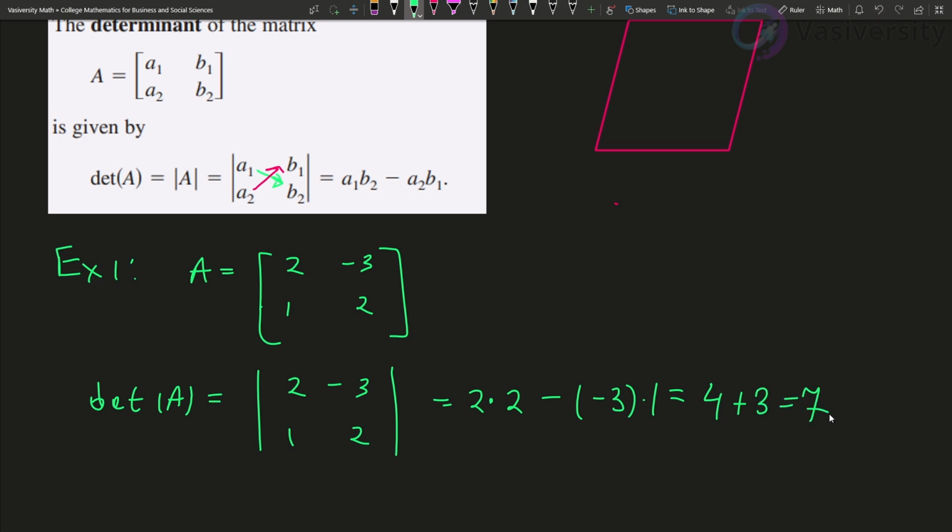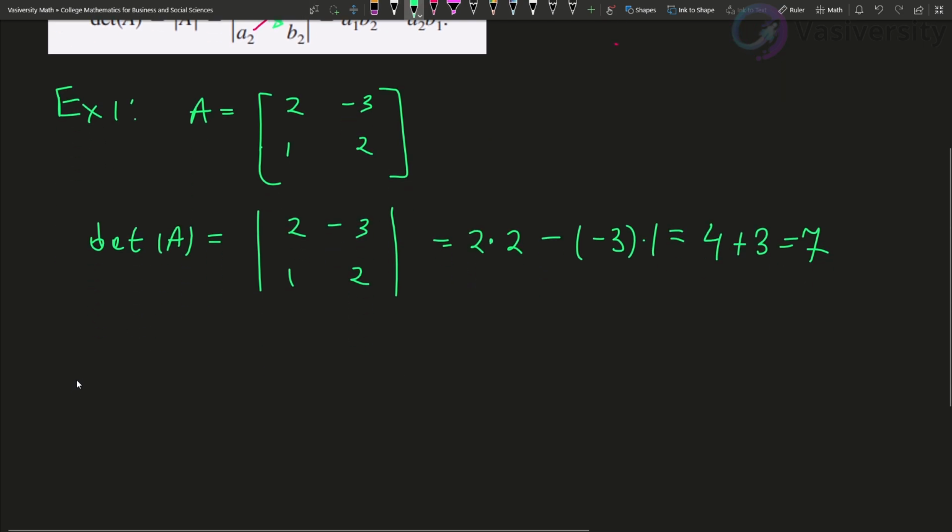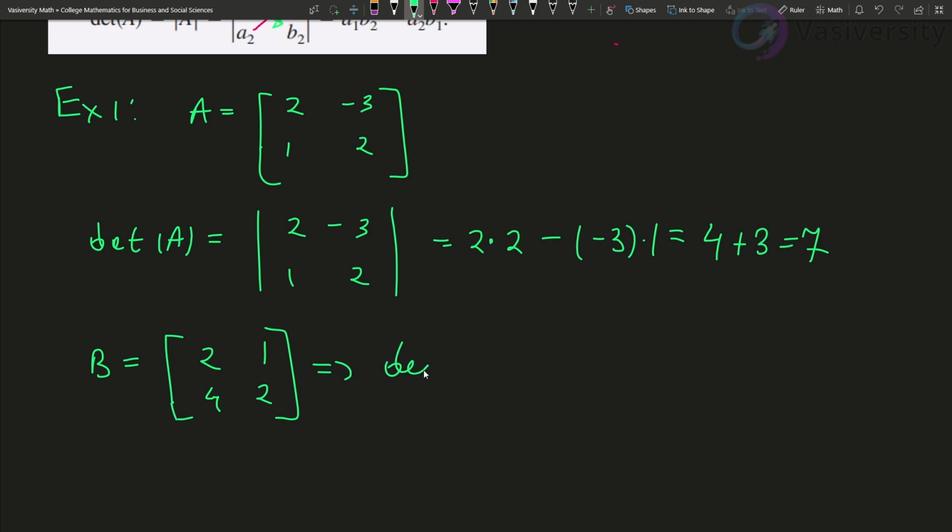Okay, how about this matrix right here? How about B equals 2, 1, 4, 2? What's going to happen here? The determinant of B is equal to 2 times 2, that is 4, minus 4 times 1, this is 4. So 4 minus 4 is going to be 0.